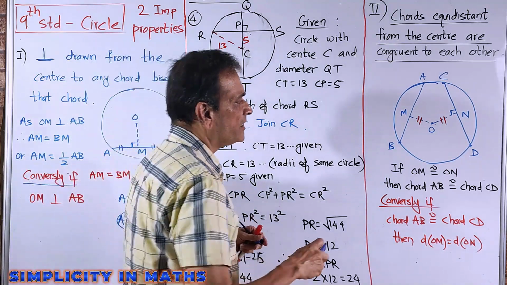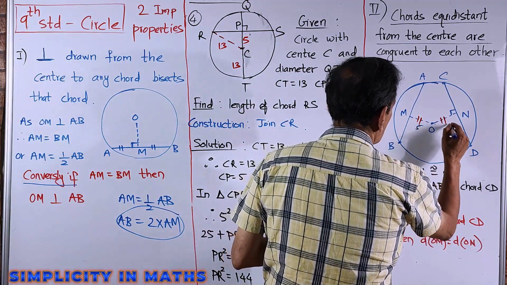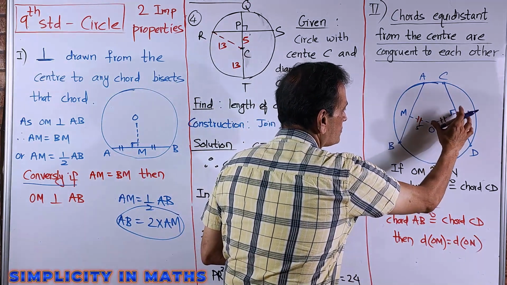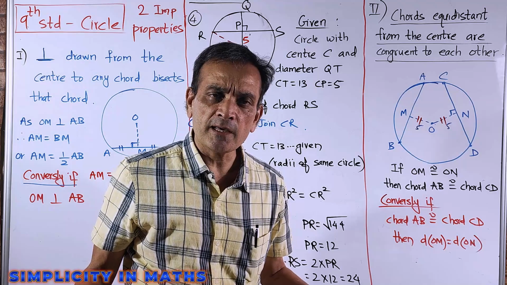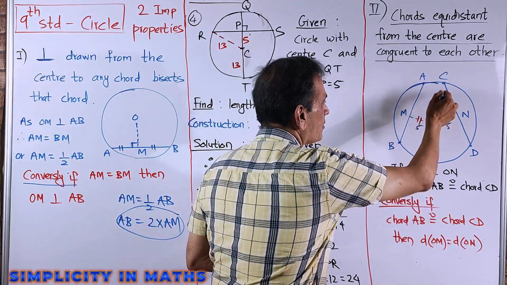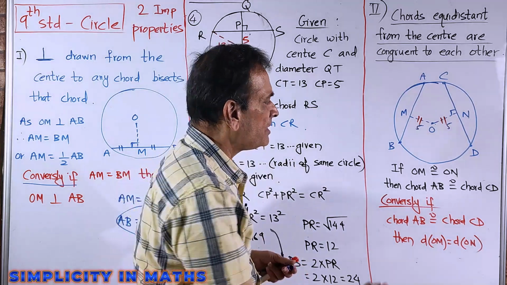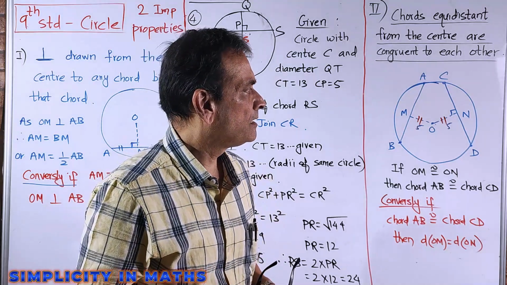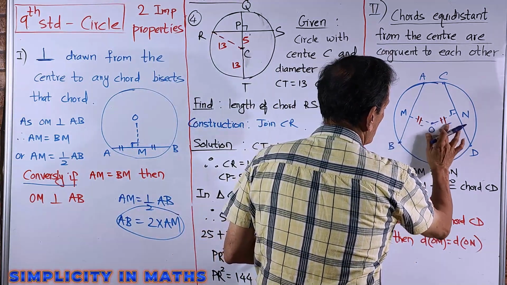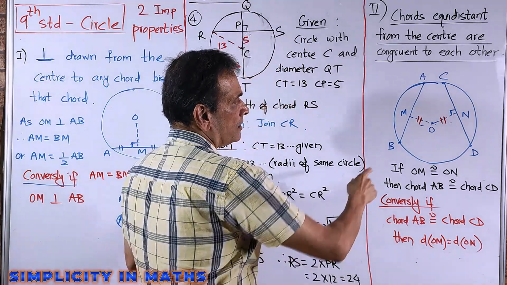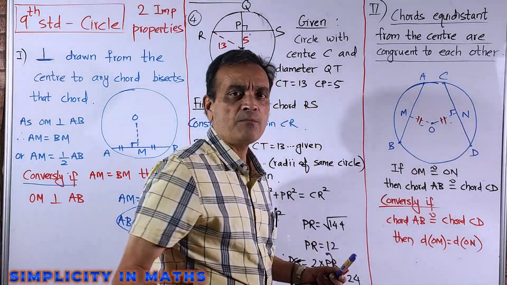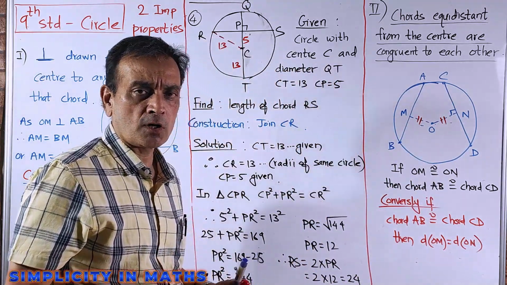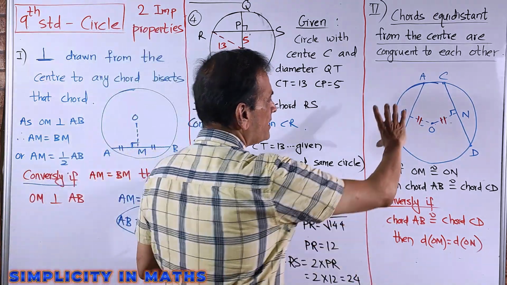For example, if this is 5, this has to be 5. So when this distance equal to this distance, chords automatically are congruent to each other. Chord AB will be congruent to chord CD. Similarly, if this is 10, this is 10. Chord AB will be equal to chord CD. So when chords are at the same distance from the center, center में से same distance अगर है दोनों chords का, दोनों chords congruent है. Chord AB congruent to chord CD.